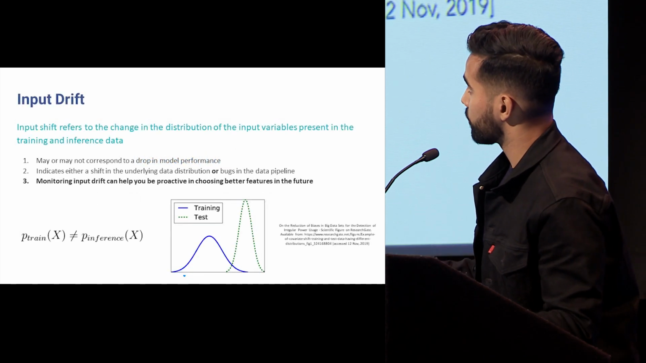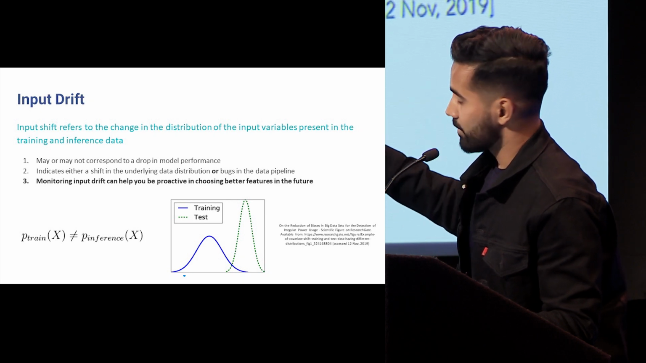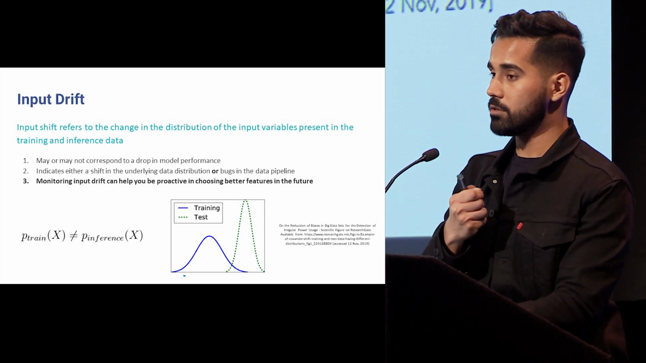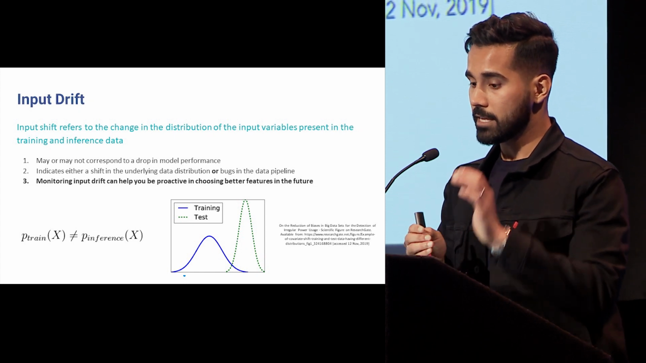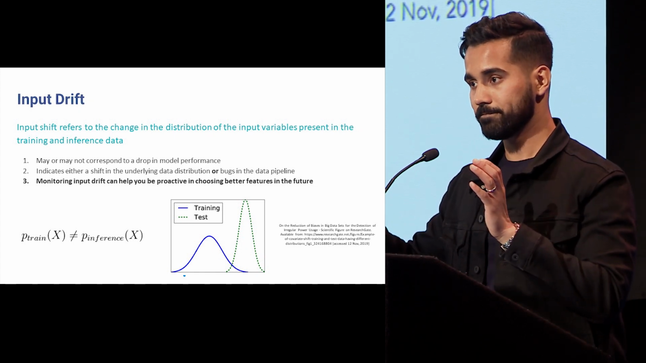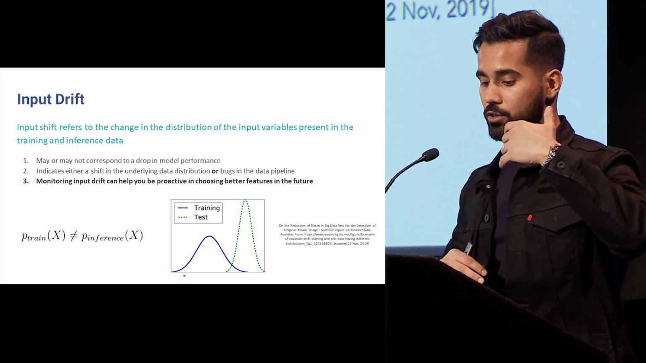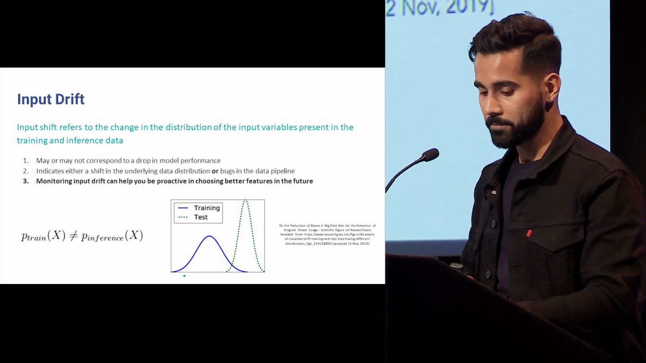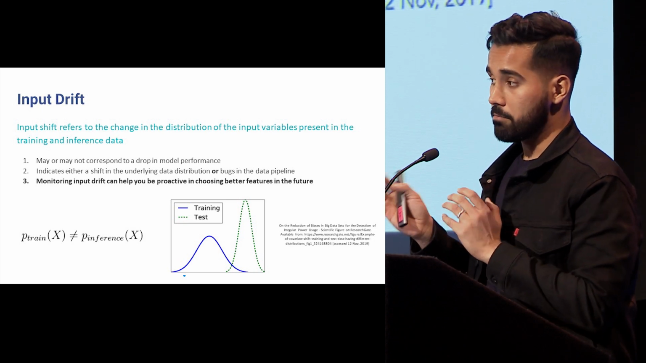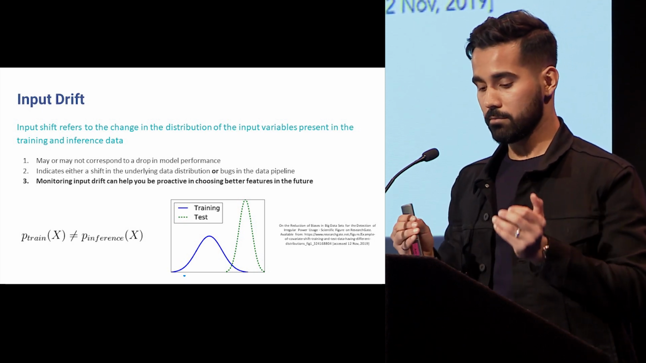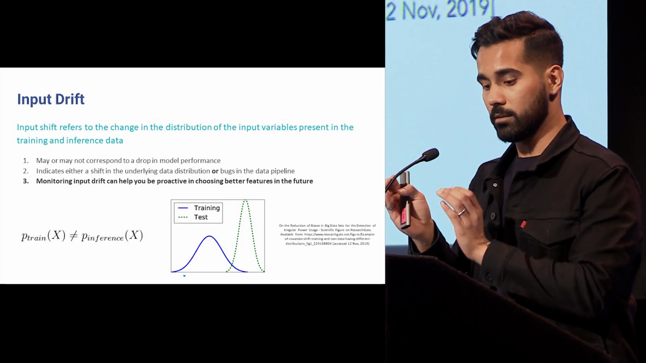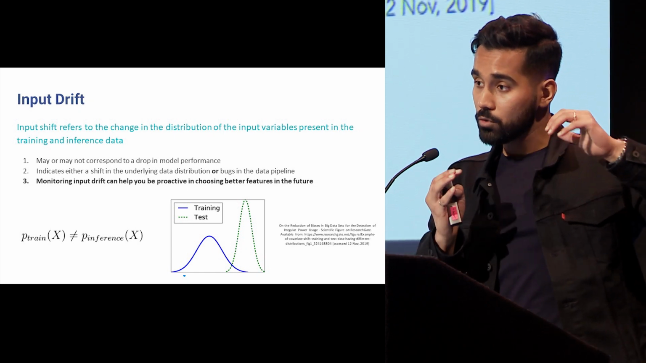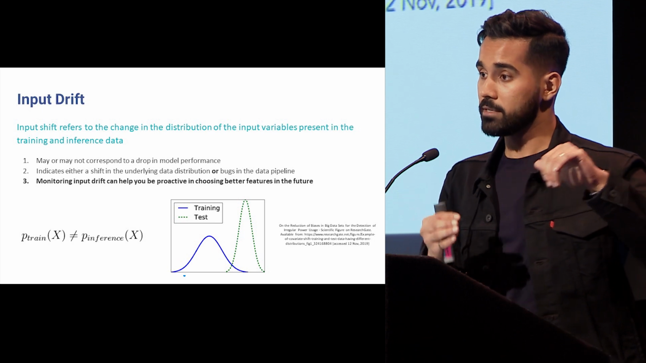So let's talk about that a little further. Input drift refers to the change in the distribution of the input variables present in the training and inference data. This occurs because data sets come from non-stationary environments, which is true for any kind of data set. It may or may not correspond to a drop in model performance, but it can indicate problems in your data distribution, or at the same time, problems and bugs in your pipeline.